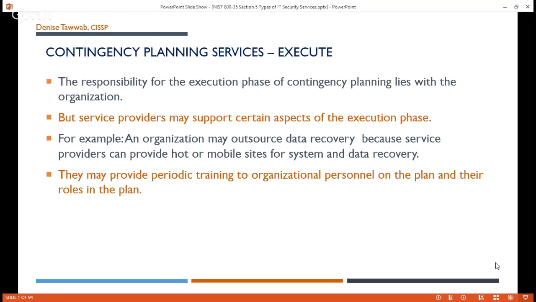Again, should you have to activate your contingency plan, you want to make sure that your people can get up and running quickly and that they're not standing there with the deer in the headlights look about, oh my goodness, what do I do? And so you can hire security service providers to help you with that.